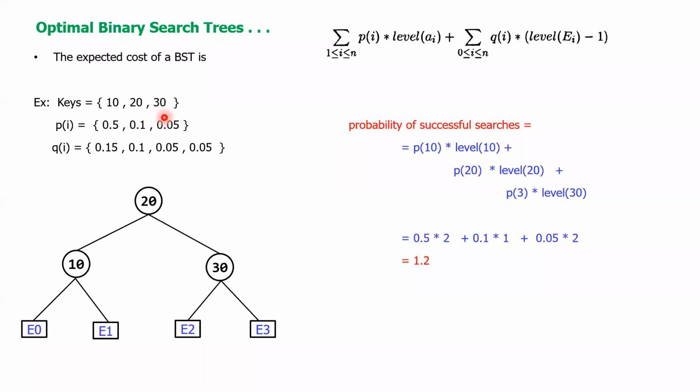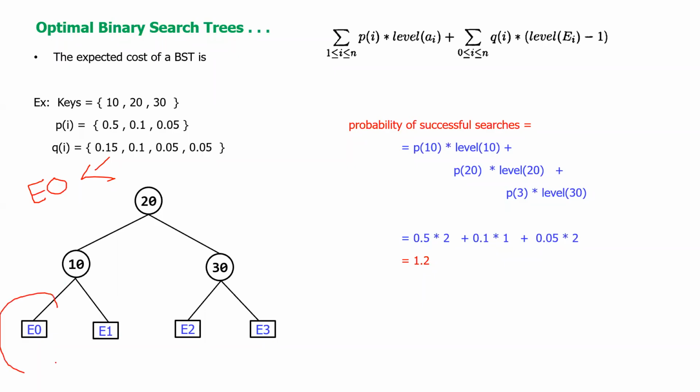And what is the probability of an unsuccessful search where the user is trying to search for less than 9? So 0.15. This is the probability of the user searching for values which are less than or equal to 9, that is less than 10. 0.05 is the probability of an unsuccessful search where the user searches for values greater than 30. This is nothing but the probability of E naught.